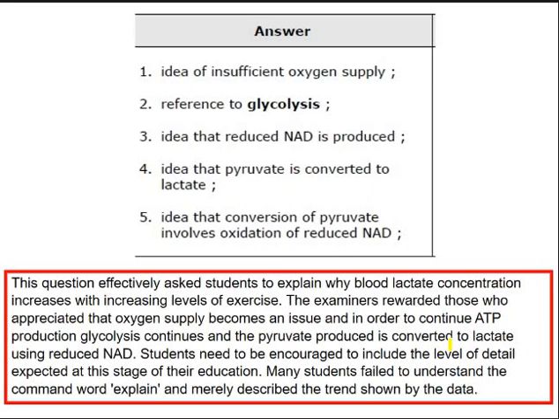And if you look at what the examiner's comment says, it says it there. Examiners ruled those who appreciated that oxygen supply becomes an issue. In order to continue ATP production, glycolysis continues and the pyruvate produced is converted to lactate. Students need to be encouraged to include the level of detail expected at this stage of their education. I'm marking your mocks. You're still not doing it. Remember, you're an A2 biologist. Put detail in. You know detail, so put it in.